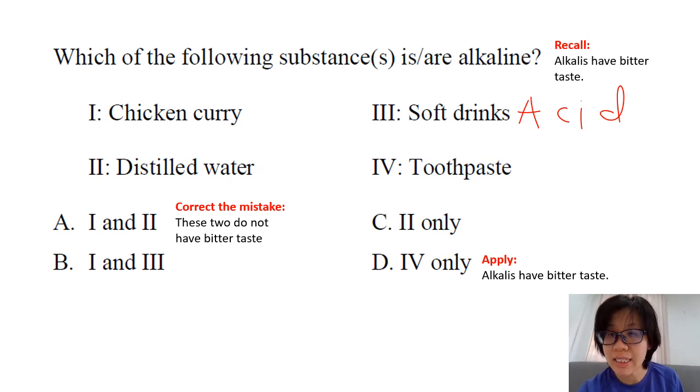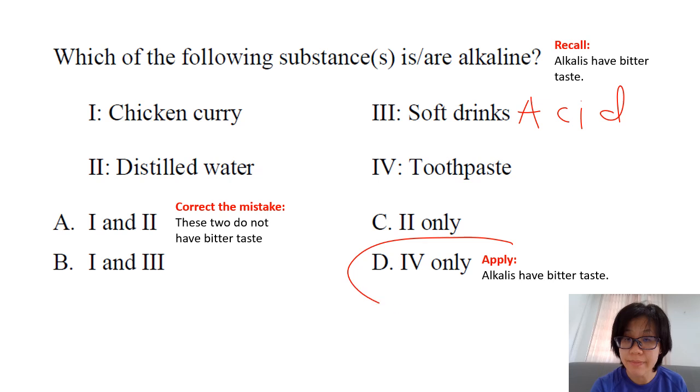So there's carbonic acid inside. That's why it's a gassy drink, due to the presence of carbon dioxide inside. When carbon dioxide dissolves in water, it will produce carbonic acid. All right, so this is an acid. So the only alkali here is D.